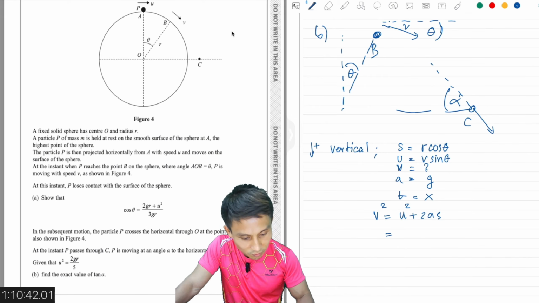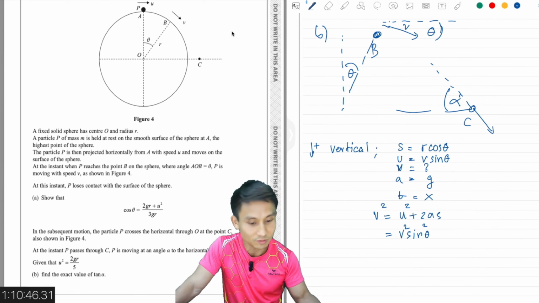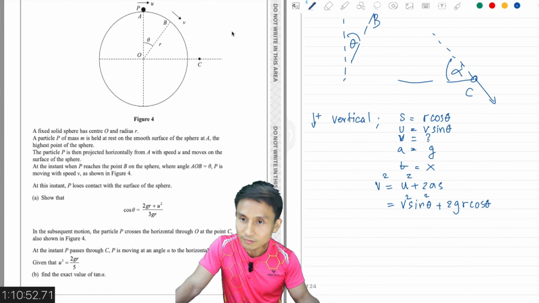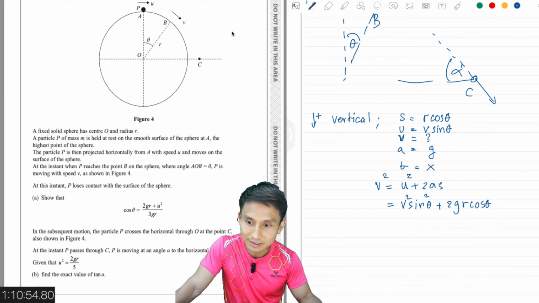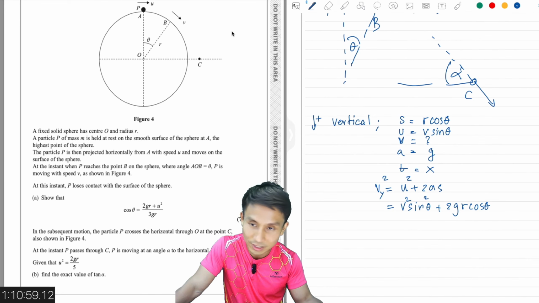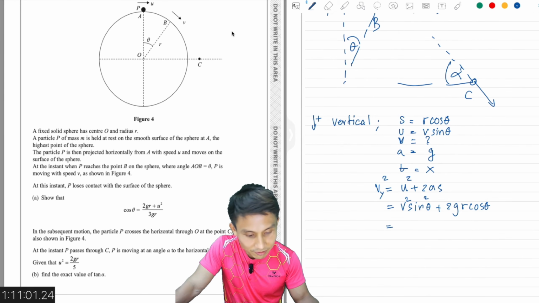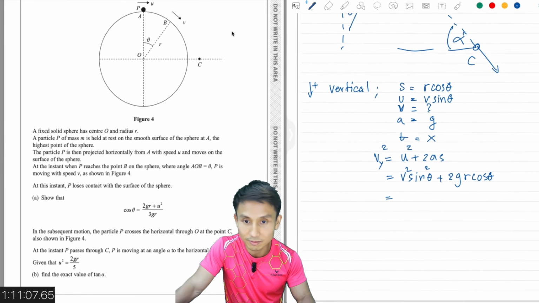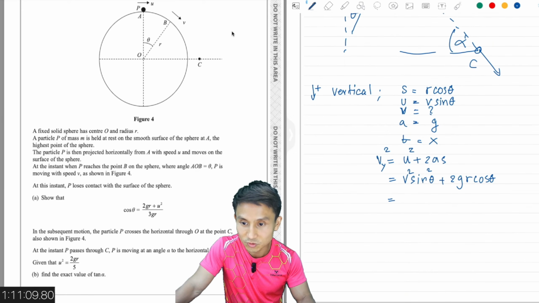So V squared is what we want to find. U squared is V squared sine squared theta, plus 2gS, which is r cos theta. So that is the Vy squared here. I'm going to leave it as Vy squared, because I feel it's probably useful that way.